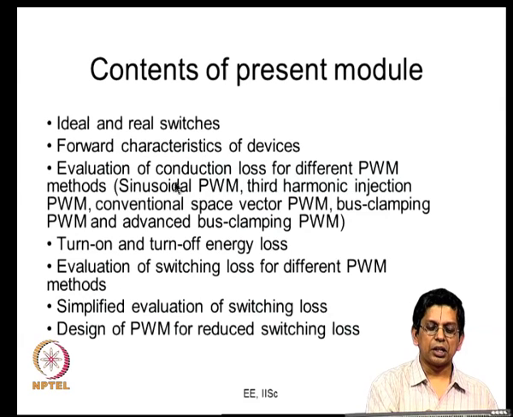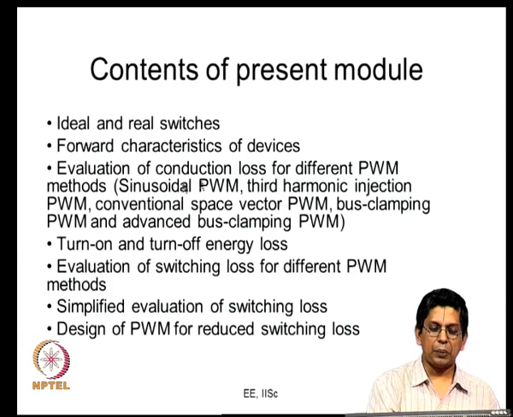Then we would see how to calculate conduction loss. In the ideal switch there is no loss, because when it is conducting current, the voltage is 0. When it is off, the current is 0. But in a practical switch, when it is conducting, there is a small forward drop, and therefore there is a power loss, since voltage times current is non-zero. That is what we call conduction loss.